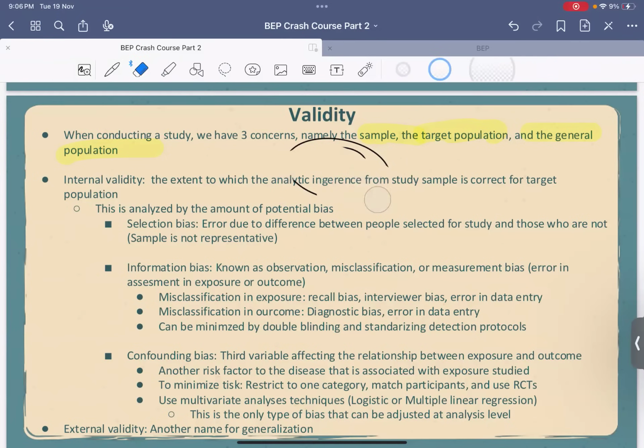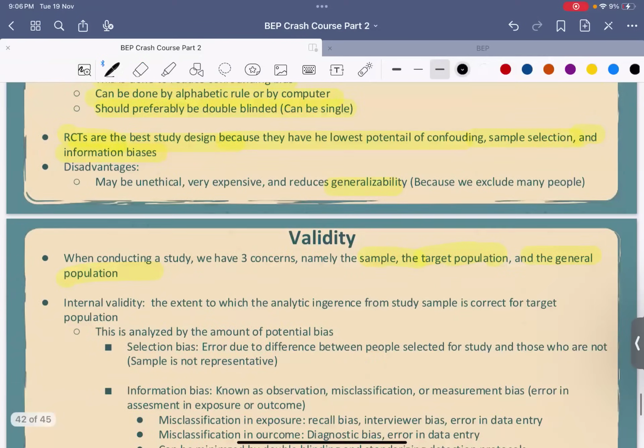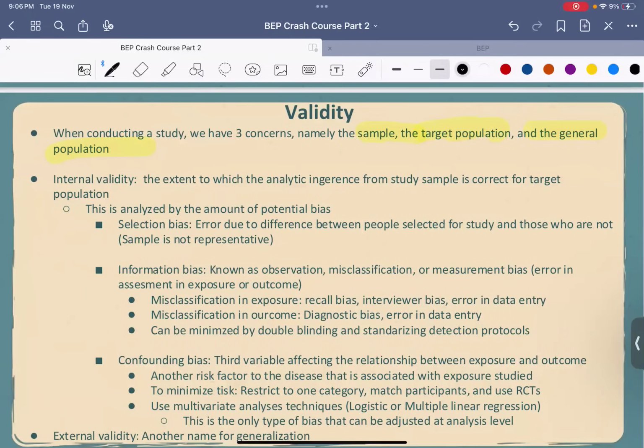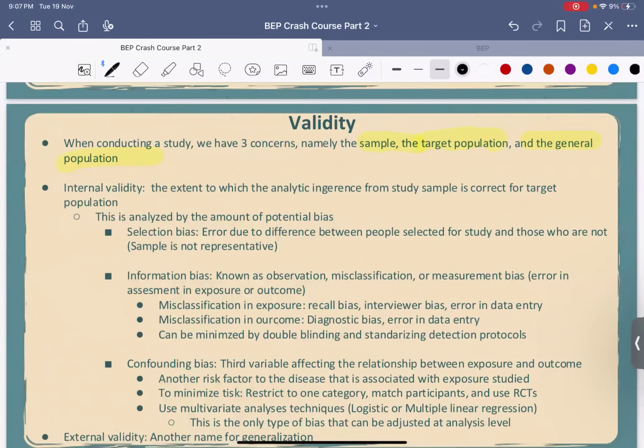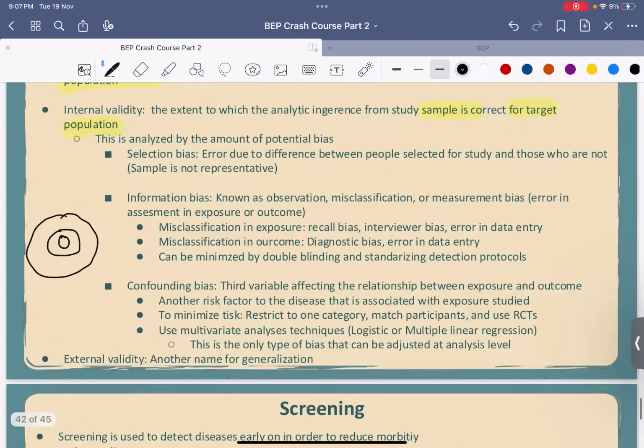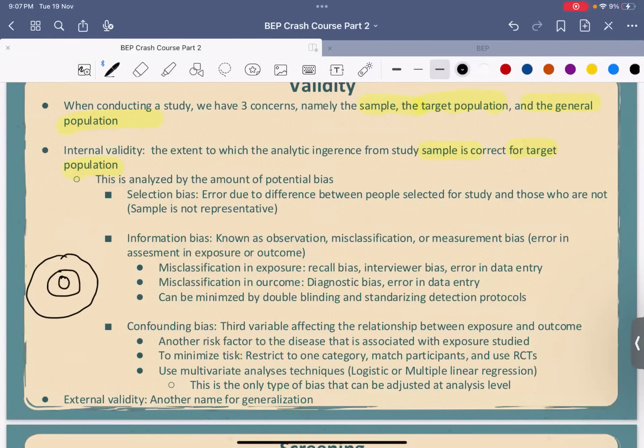So there's internal validity and there's external validity. The internal validity is the extent to which the analytic inference from the study sample is correct for the target population. So we have, as we said, three circles: the sample, the target population, then the other population, the general population. So can I apply the results on the target population?